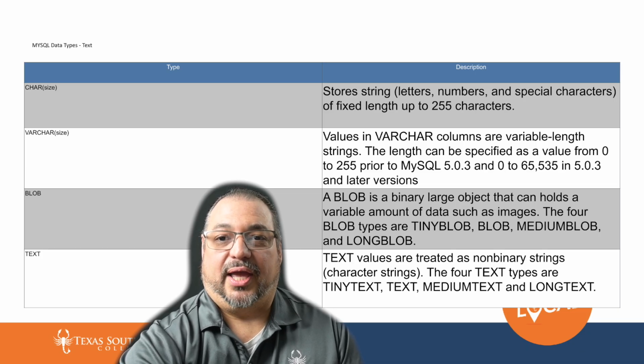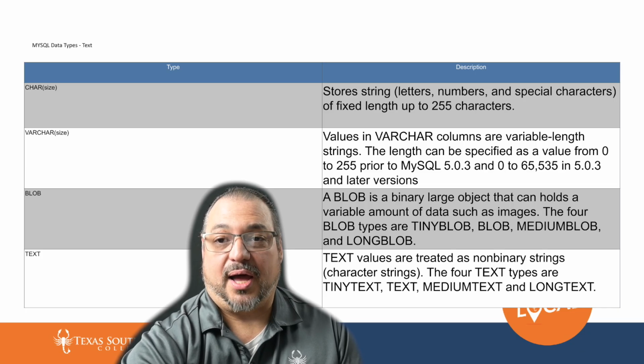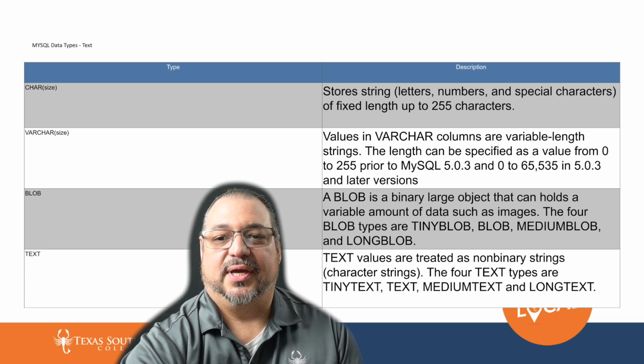Blob. A blob is a binary large object that can hold a variable amount of data, such as images. The 4 blob types are tiny blob, blob, medium blob, and long blob. And finally, we've got the text. Text values are treated as non-binary strings, character strings. The 4 text types are tiny text, text, medium text, and long text.